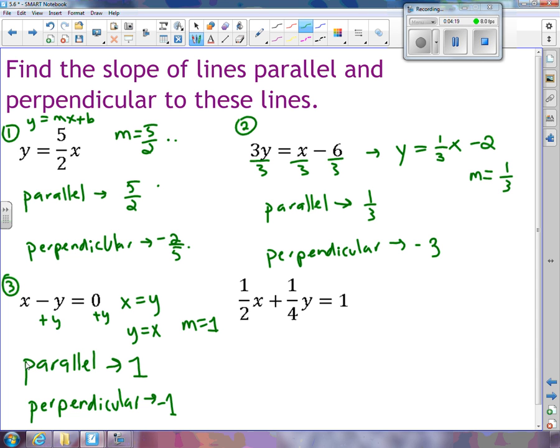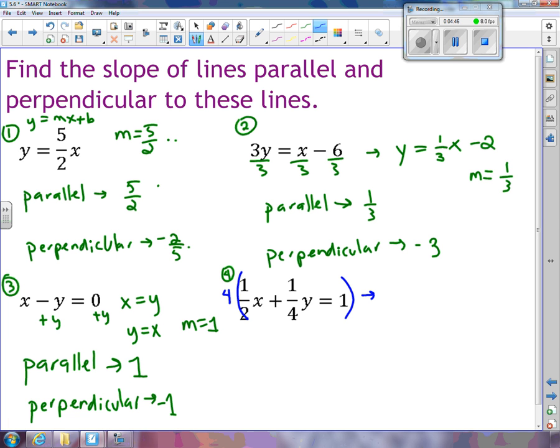So this last equation is not in y equals mx plus b form. So I'm going to try to solve for the y. If you notice here, there's lots of fractions. I know that you guys don't like dealing with fractions, so you can just get rid of them by multiplying by the common denominator. Our common denominator here would be 4. So I'm just going to multiply everything by 4.